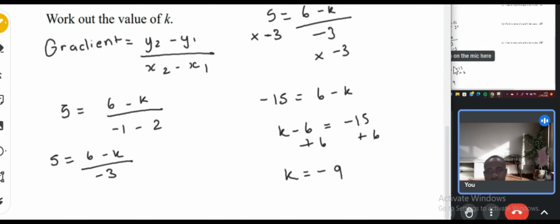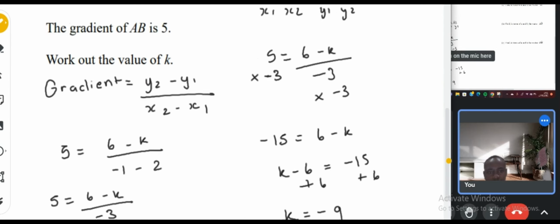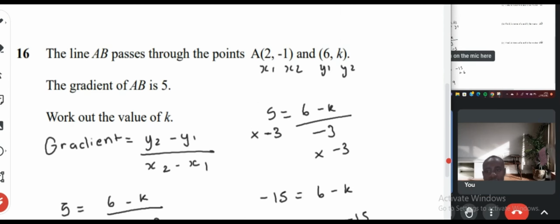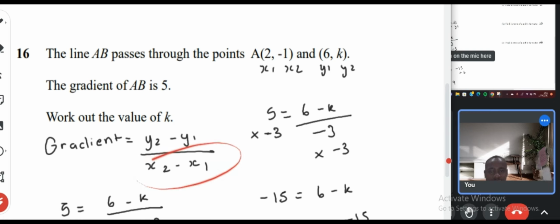So it says the line AB passes through point A and this point. The gradient of AB is 5. Work out the value of K. Alright. You know gradient is changing Y over changing X. So 5 is 6 minus K.